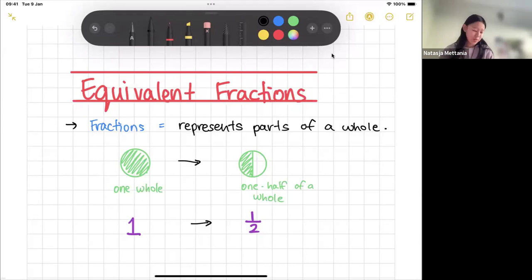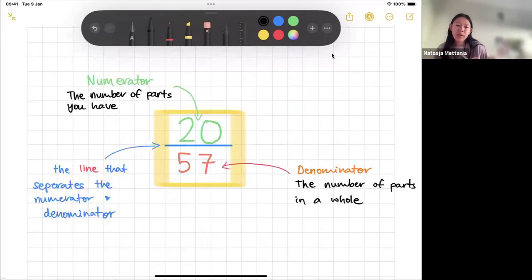Let's go into some terminology. 20/57 is a fraction. The top number here in the green is called the numerator. That basically means the number of parts that you have shaded. The bottom number, 57, is called the denominator, which means the number of parts in a whole. So how many parts do you have in total? The line in between the 20 and the 57 separates the numerator and the denominator. That line also represents the division sign.